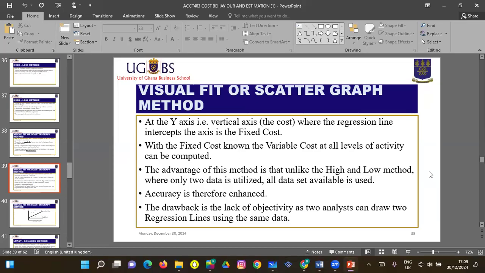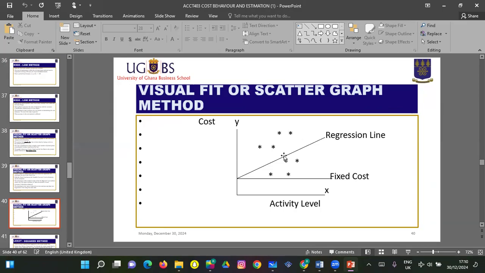Because of this, accuracy is therefore enhanced. The drawback is the lack of objectivity, as two analysts can draw two regression lines using the same data. So people can draw lines differently. There is an example here where you have four different things listed down, so you draw a line that fits them. Where the starting point of the distance begins on the regression line becomes the total cost. Then here becomes the fixed cost. Then what is in the middle here becomes the variable cost.